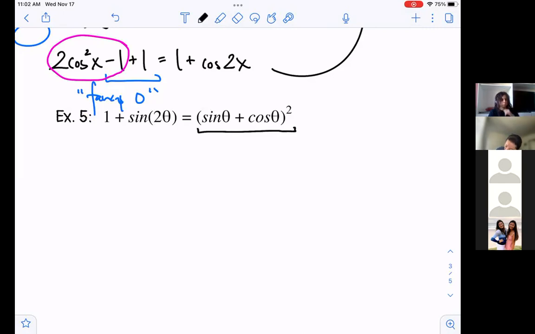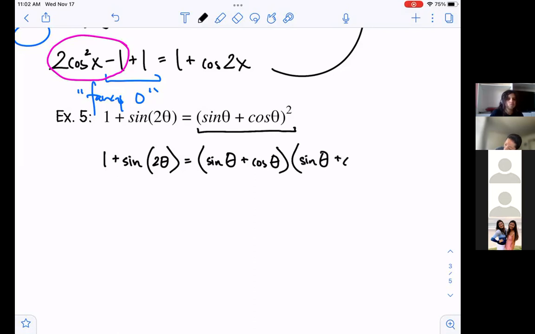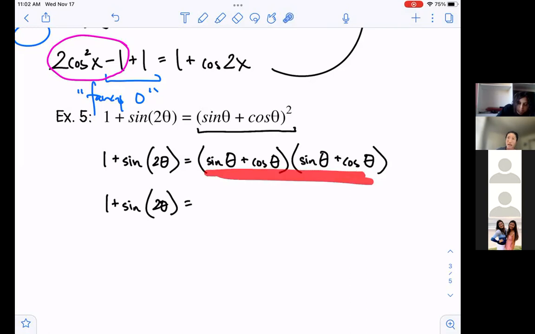So I'm going to be diligent. I'm going to go ahead and write down my left-hand side. But on the right-hand side, I end up with sine theta plus cosine theta times sine theta plus cosine theta. And now this is like a FOIL situation, right? I just need to FOIL things. So I FOIL them out. Help me out. What do I get when I FOIL out the right-hand side?